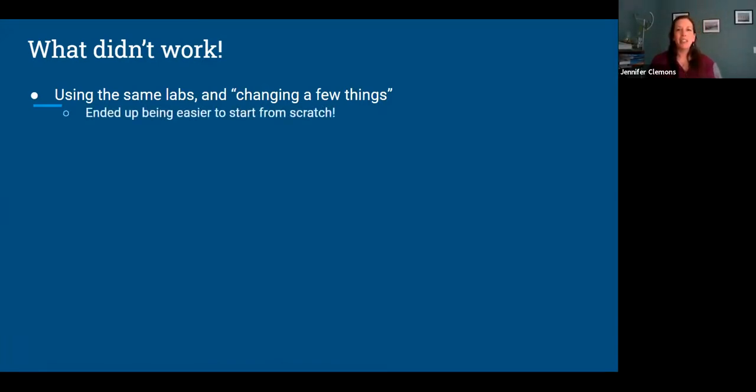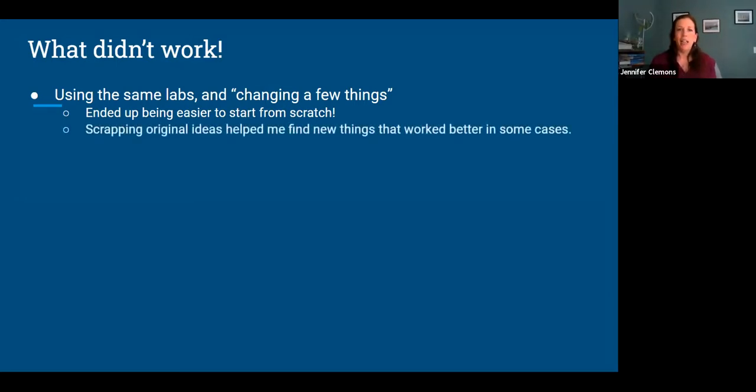It ended up being easier to start everything from scratch. So I started using the same lab and changing a few things, and I found it was a heck of a lot easier to just throw everything out and see what I could find and start building from scratch. Scrapping the original idea really helped me explore what was new out there, what was available, and I actually found some new things that work better in some places.